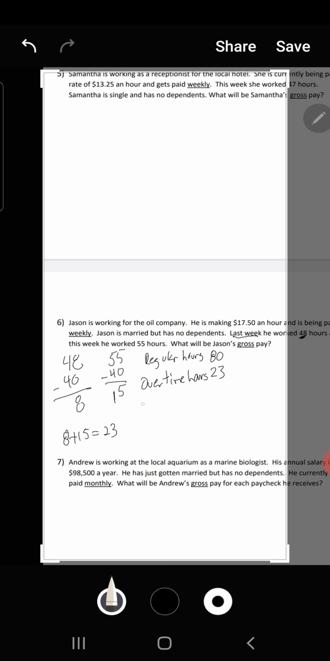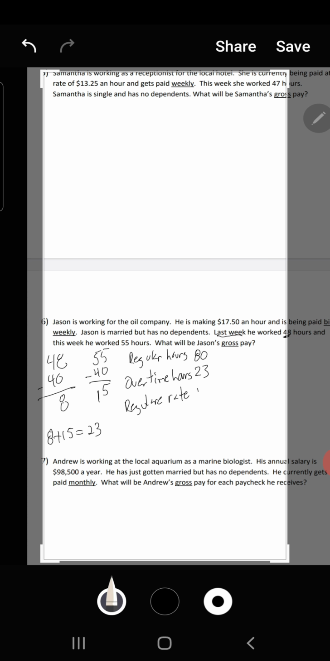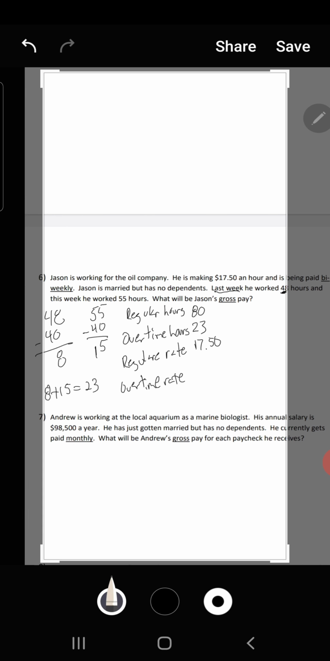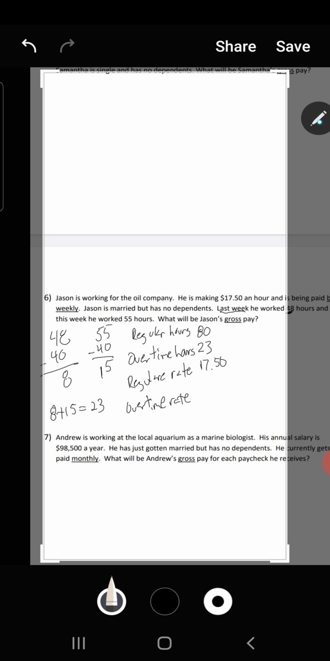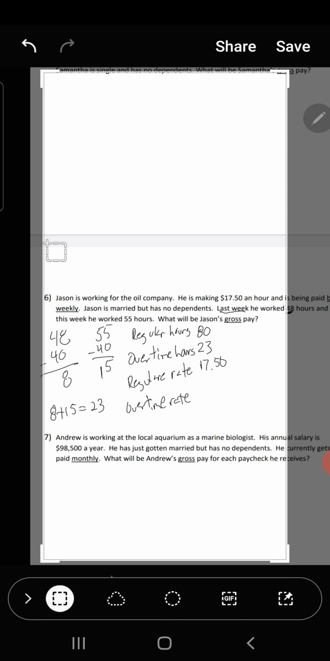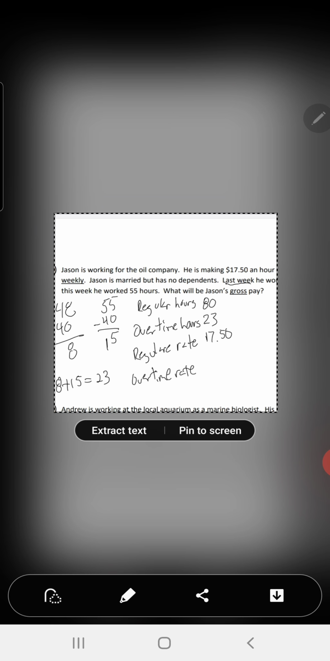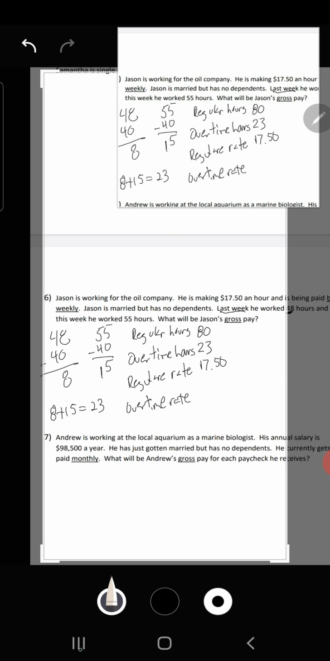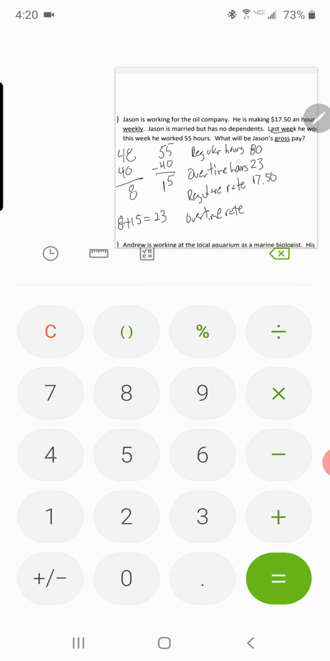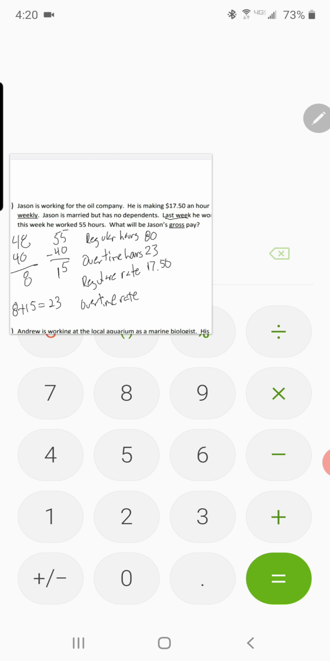So his regular rate, he's making $17.50. So I need to find his overtime rate. Alright, so in order to find his overtime rate, take it over to the calculator. Not too much. Hopefully that's enough screen. Okay. Our last problem. So it's overtime rate.